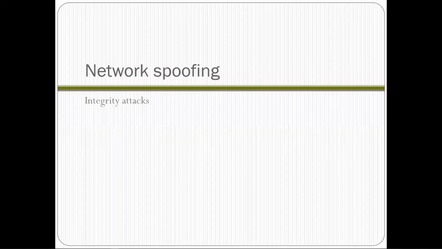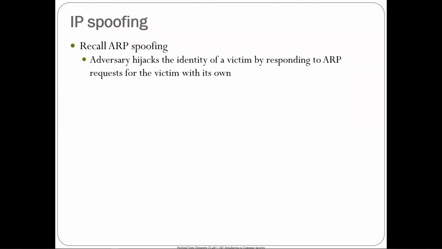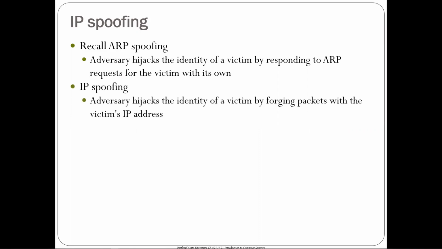Okay, the next thing is networking or integrity attacks. So IP spoofing is very similar to ARP spoofing. The idea is the adversary is going to try and hijack an IP address. It's going to impersonate an IP address at the network layer instead of the data link. Okay, so in the ARP spoofing one, you're trying to hijack it using ARP hardware addresses.